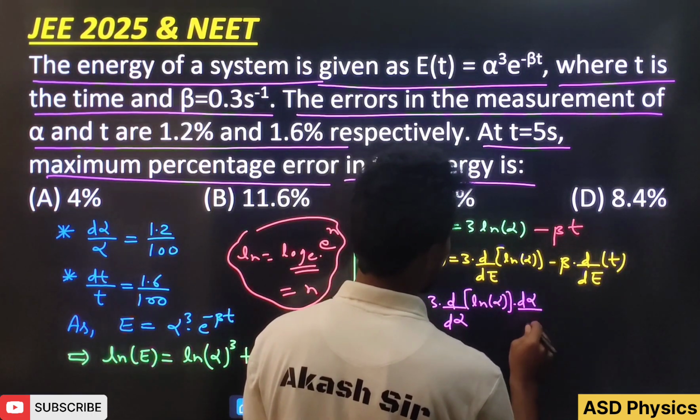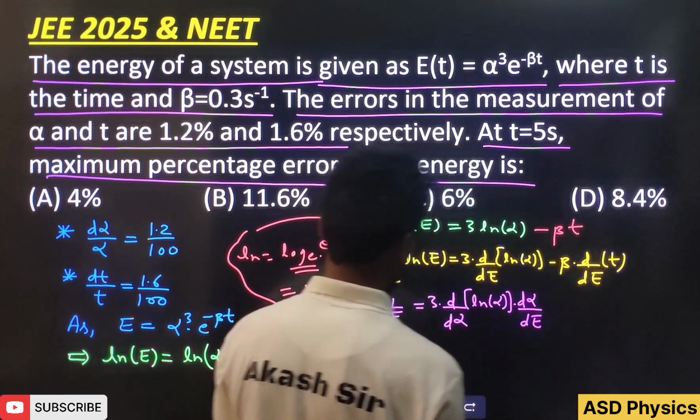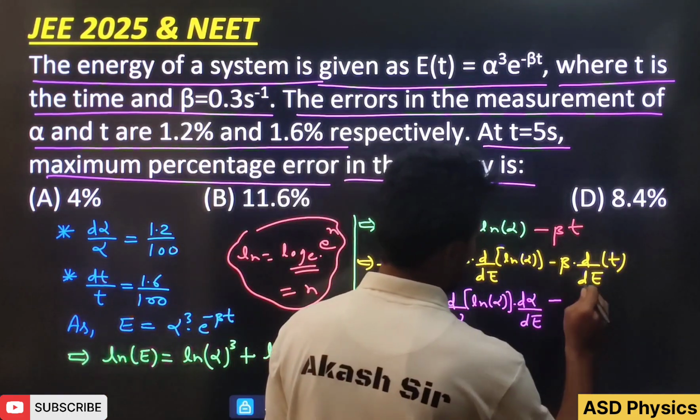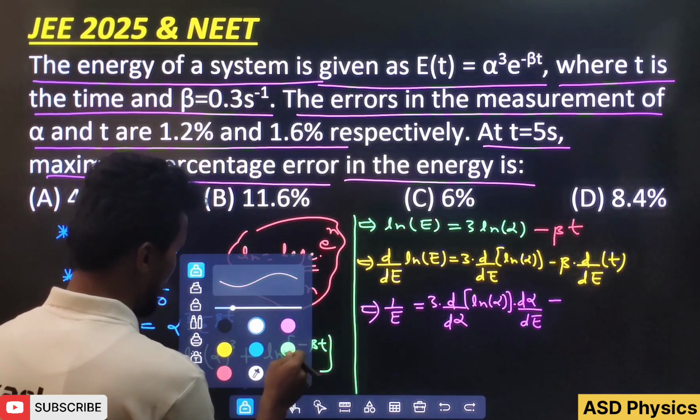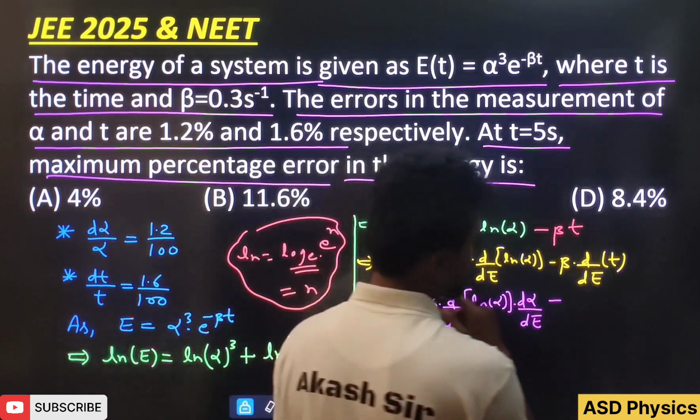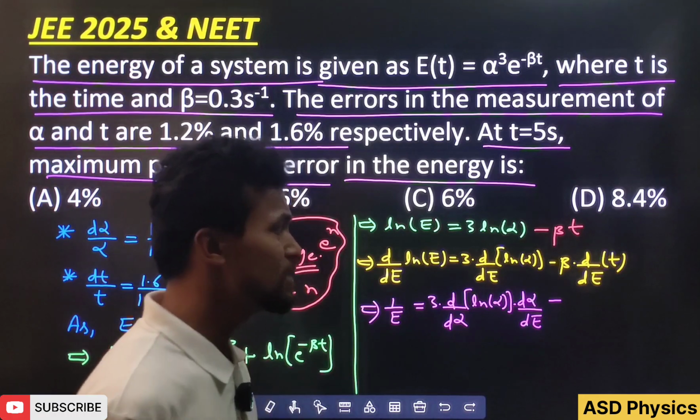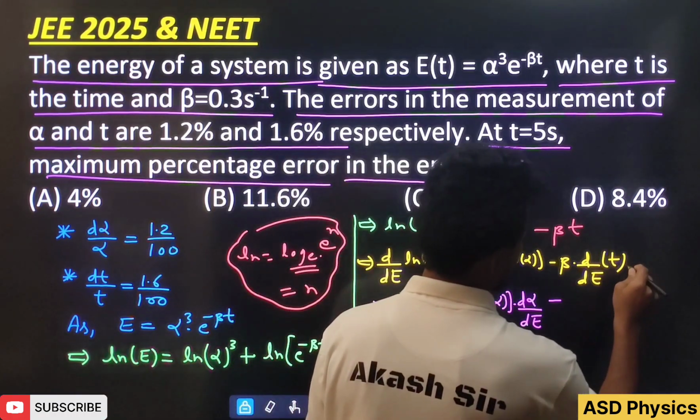It will become dα by de. Okay, have to be careful. And anyhow, minus, later this minus will become plus because we have to take here the maximum error. Okay, so now after that, what will this become here? d by de of t. Okay, so anyhow, what can we write here?